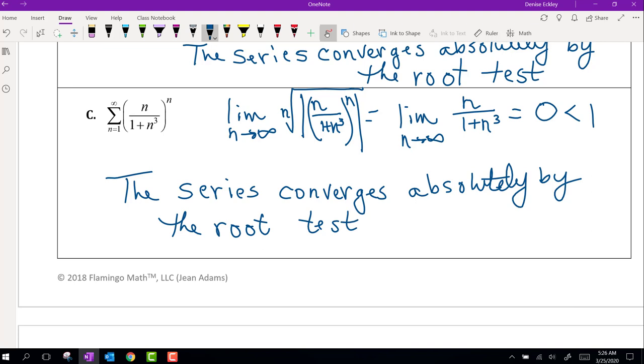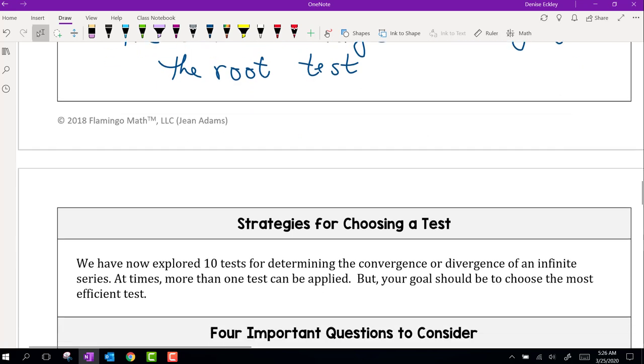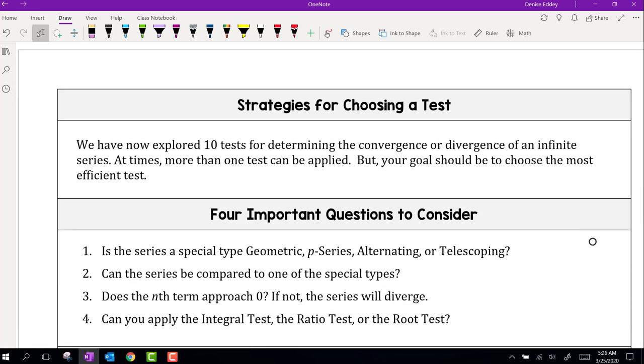Okay, so this is going to be the end of the first part of this lesson. And in the second part, we are going to talk about what are the best strategies for choosing the appropriate convergence test.